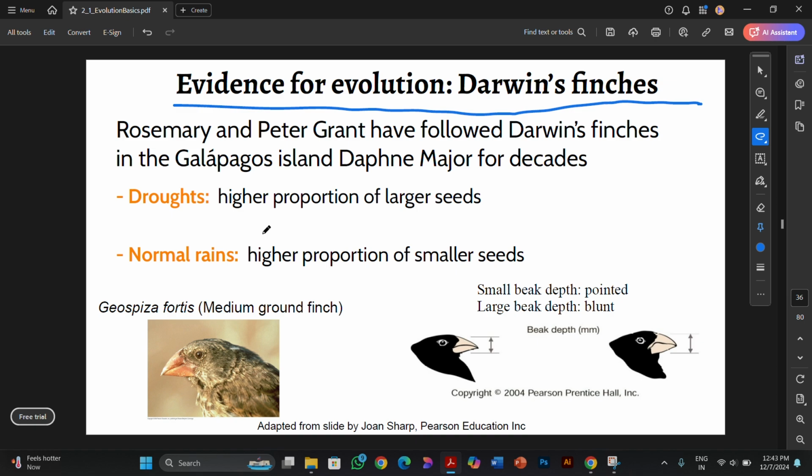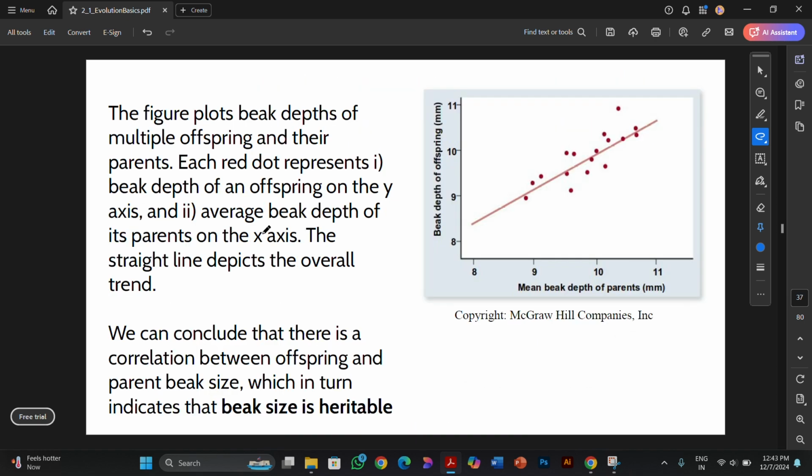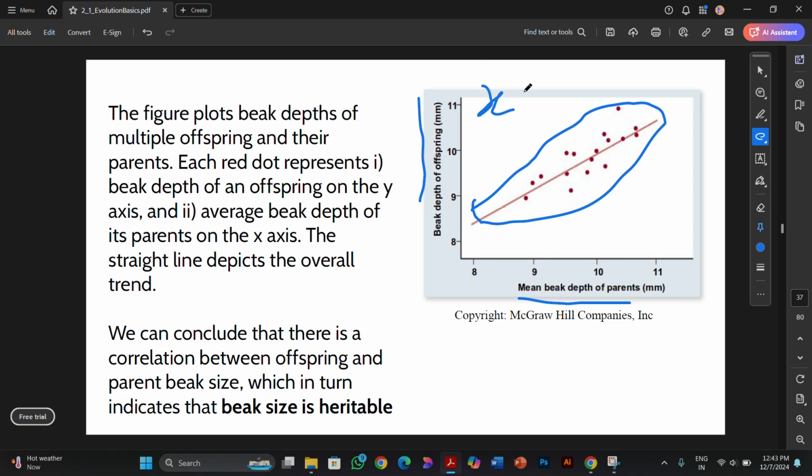So this supports the theory of evolution, and this is the trend line for that. This is the mean beak depth of the parents and the offspring. So this is almost the same, which depicts a graph where x equals y. This is the trend line.